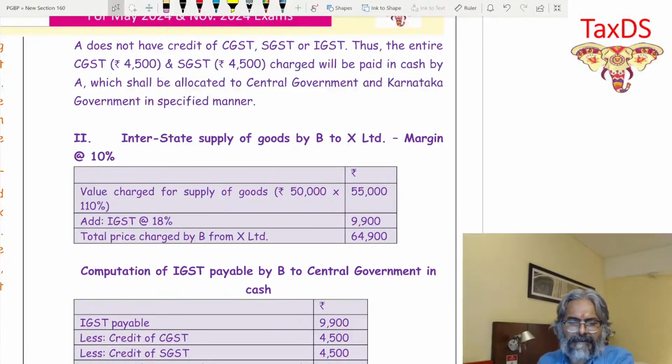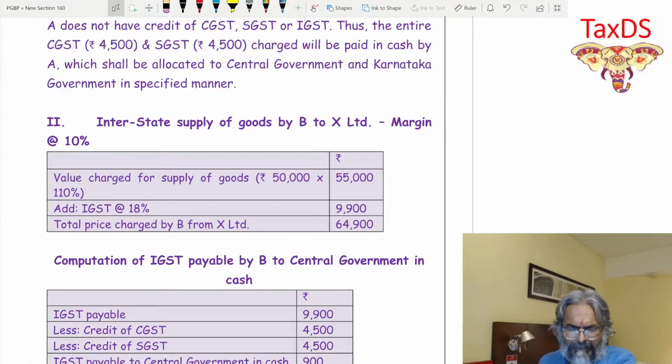Thus, the entire CGST and SGST charge will be paid in cash by A in this context. Obviously, this is the first sale, therefore no credit is there from the previous supply. Therefore, he is paying the entire 4,500, 4,500 in cash. This kind of question we have discussed earlier in the first chapter itself. And which government will be receiving?